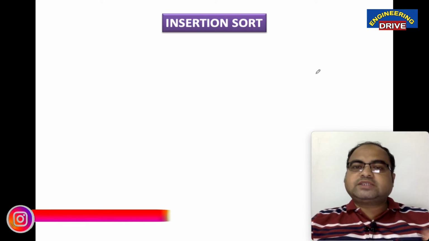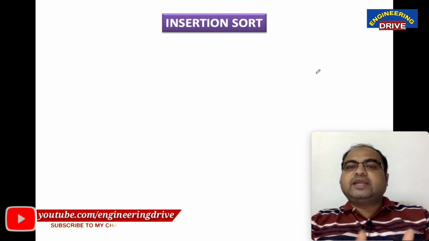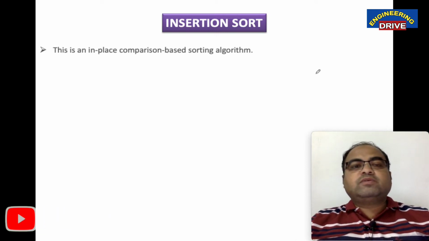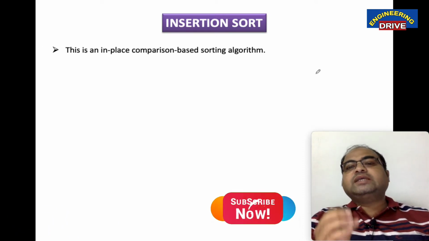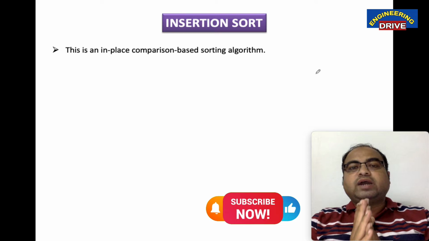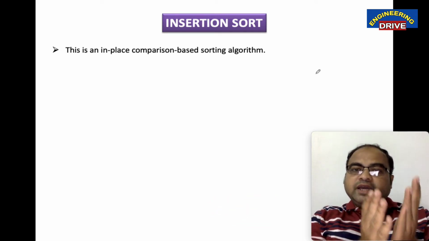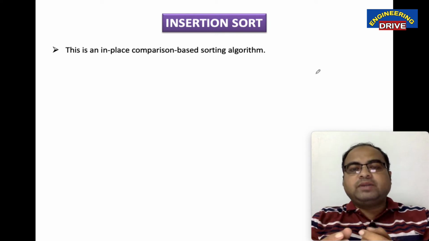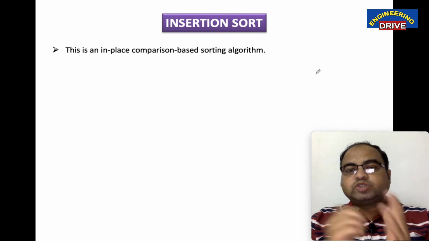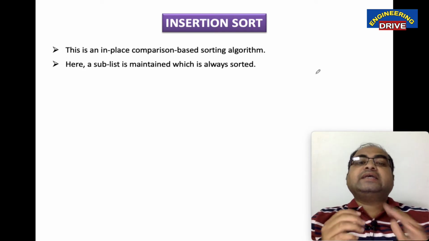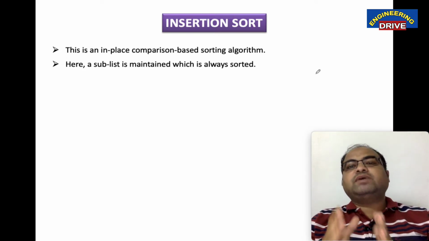So let us first discuss the theoretical aspects of insertion sort and then let me give you a practical example to all of you. Okay, so first point, insertion sort is also an in-place comparison based algorithm, which means here we are going to compare sets of elements and then perform sorting. Next point, here a sublist is maintained which is always sorted.